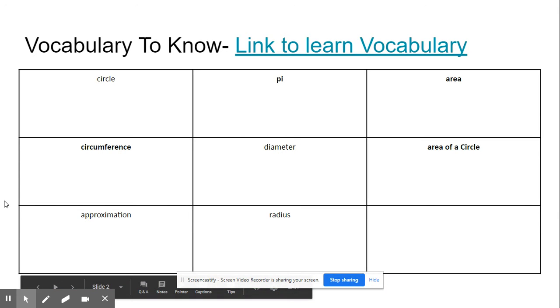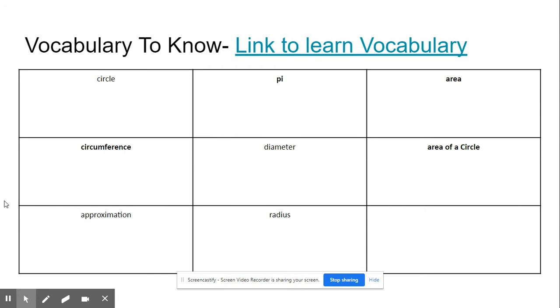In our Zoom meeting on Thursday, we went over the vocabulary with Kahoot, and you were told over the weekend and Friday to learn the vocabulary by going to Gimkit. You click on that blue link up there to go to Gimkit if you haven't done that.